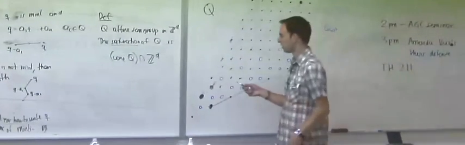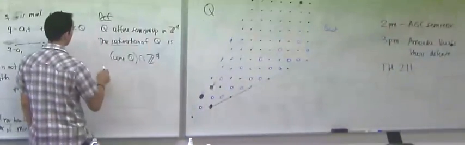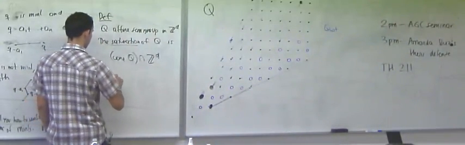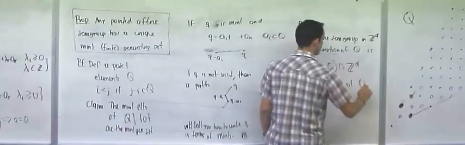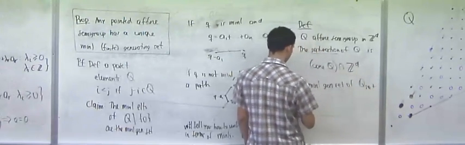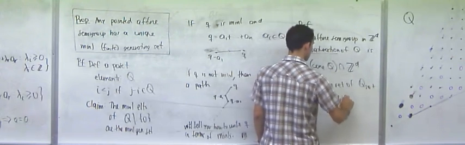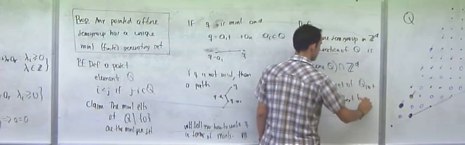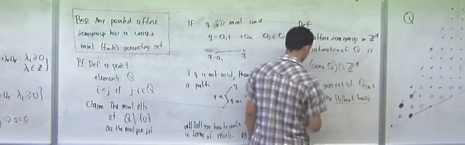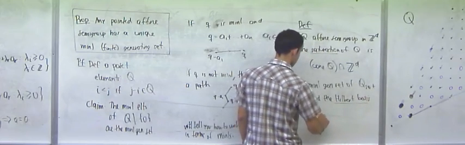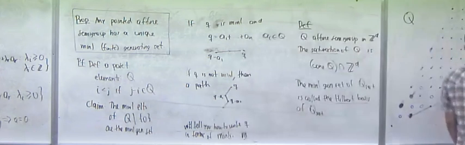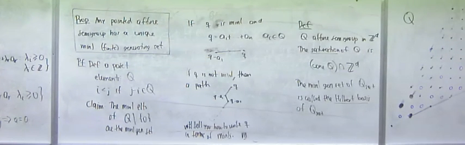And then I will say that the minimal generating set of this saturation is called the Hilbert basis of Q. So in this case, the Hilbert basis is 2, 1.